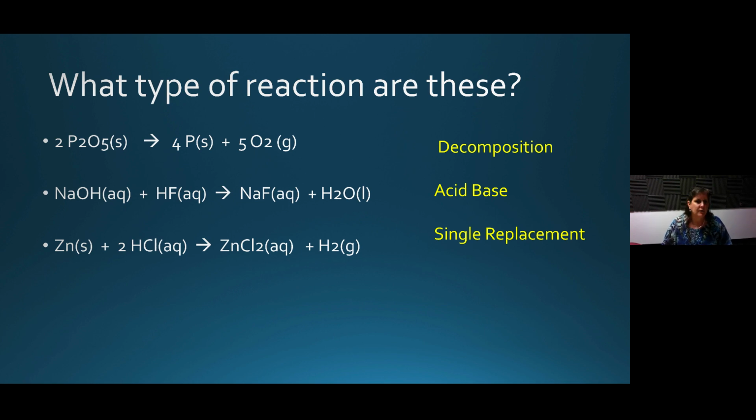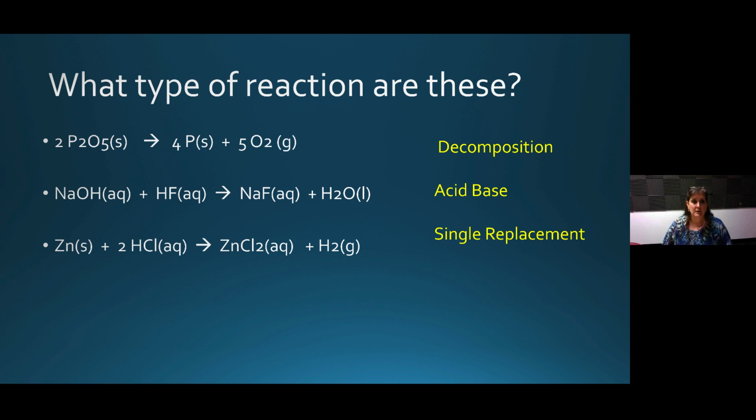We don't have to put the acid first. We can put the base first. It's still acid-base. HF is the acid, NaOH is the base. And look at what we made. Water. We always make water with Arrhenius acid-base reactions. There are other acid-base reactions like Bronsted-Lowry, but we're doing Arrhenius acid-base reactions, so we'll make water.